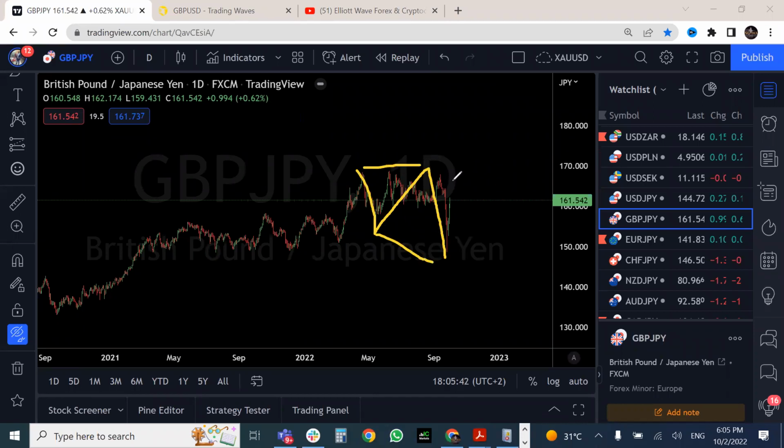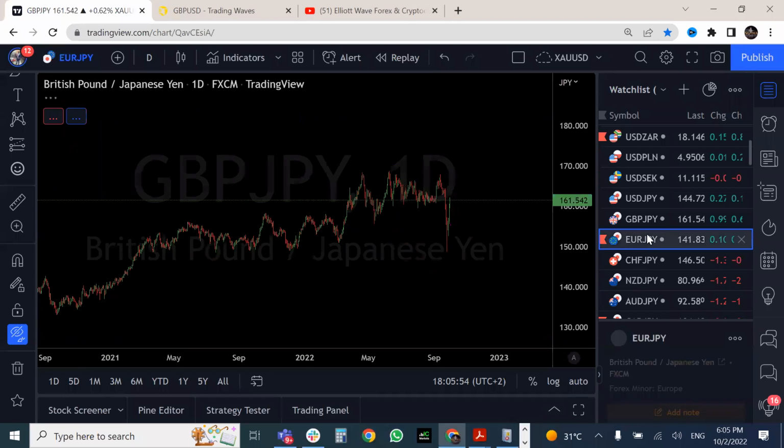We've already seen an impulse here. So expect what could be a pullback. We move to the upside before we get a bigger reversal. So that's what we're looking at on pound yen.